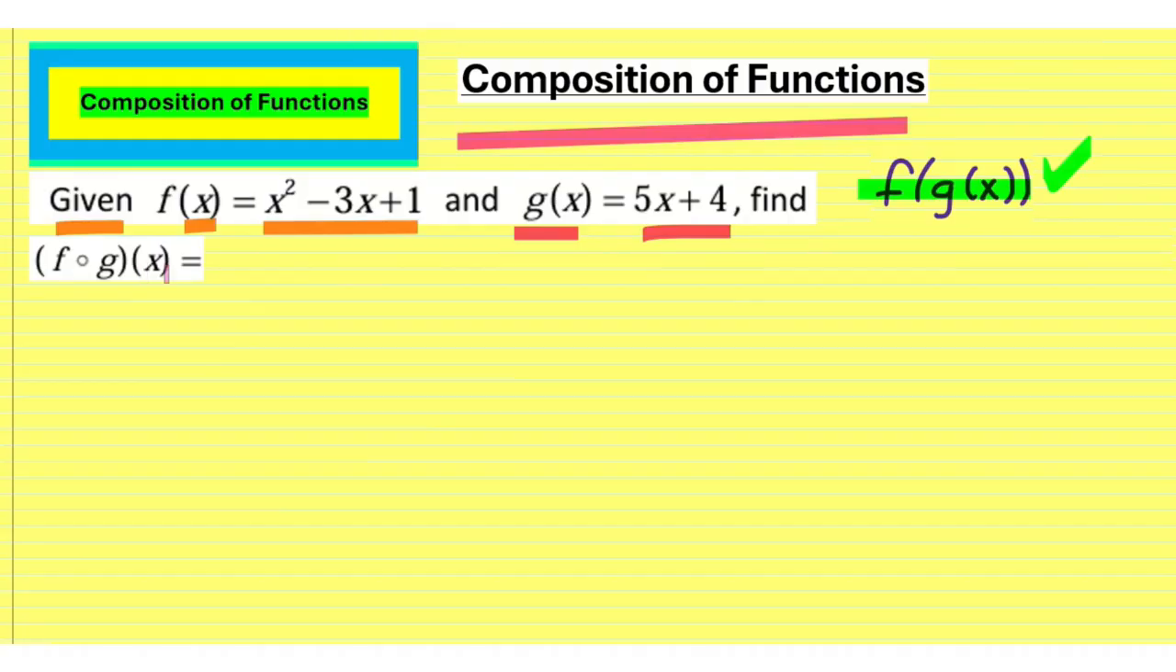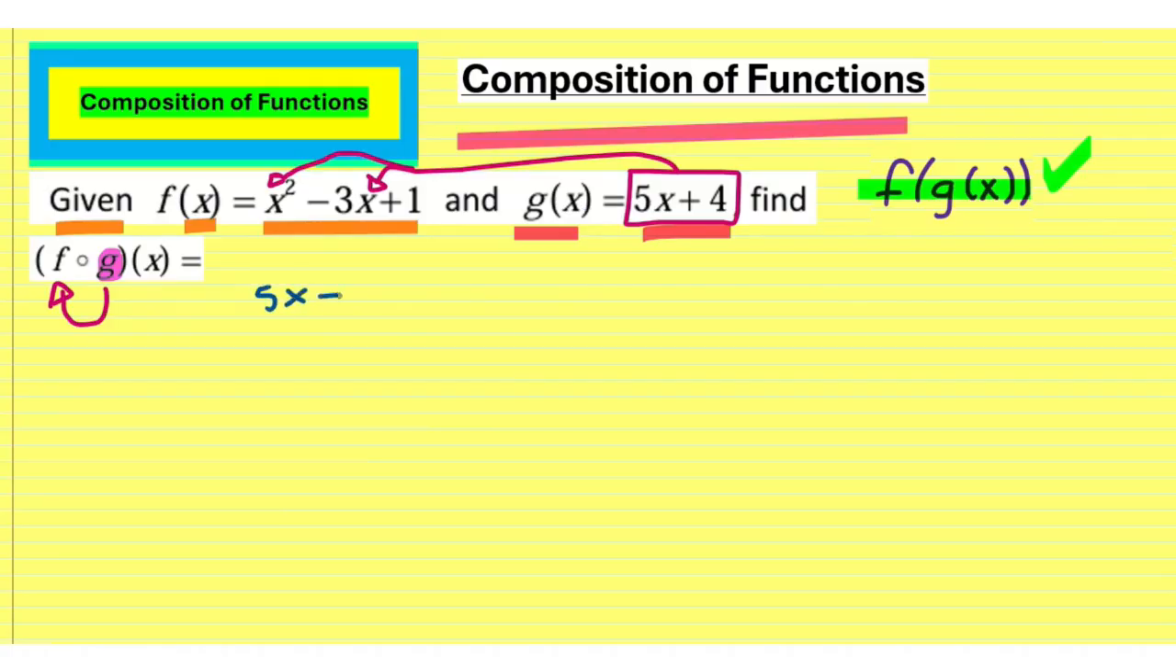Okay, so what are we going to do with this? F of g of x means that I'm going to take the g function and I'm going to put it inside of the f function. So I'm going to take this g function right here and I'm going to put it inside the f function. Everywhere there is an x, I am going to put 5x plus 4. Okay, so let's work on this. So x squared is going to become 5x plus 4 squared.